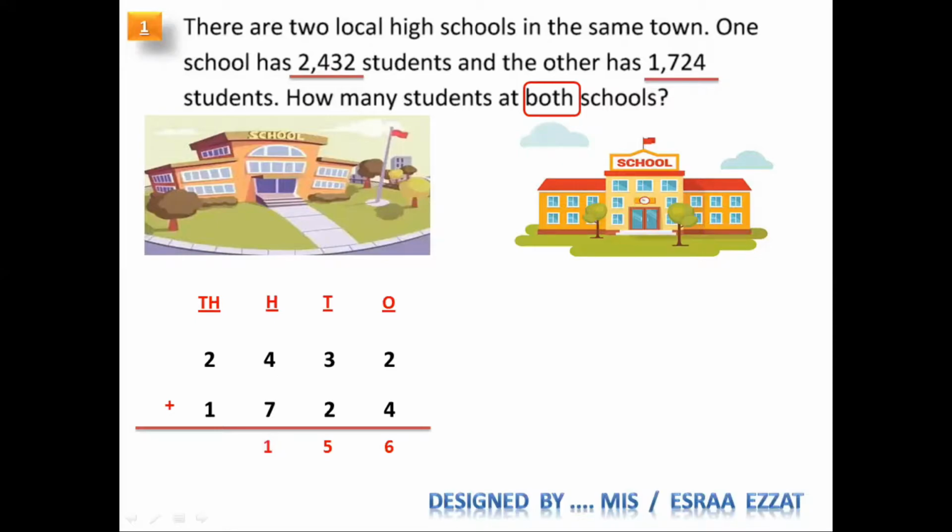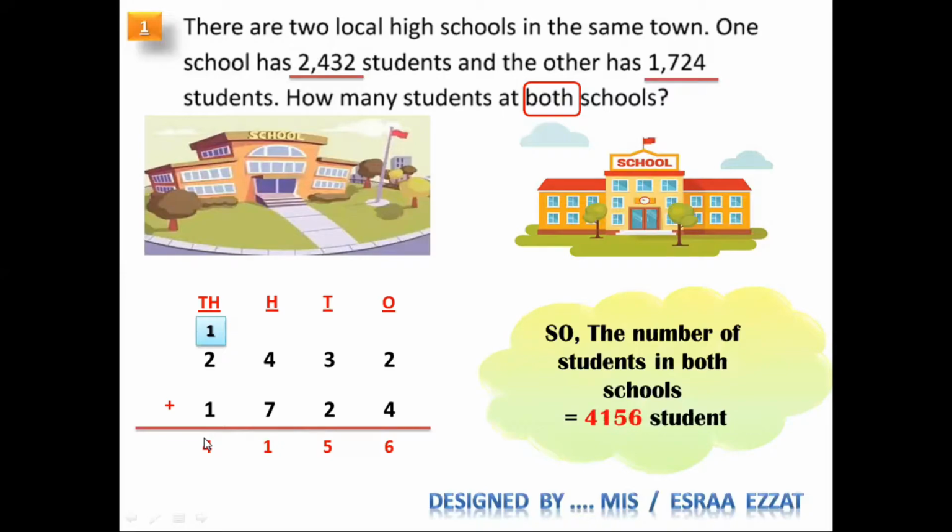But here we will write 1 and carry 1 over to the next place because we can't write more than one digit in each place. So we carry 1 over to, as you can see right here, the next higher place, which is 1,000. And then we move to 1,000 place to get the sum of their digits. 1 plus 2 equals 3. 3 plus 1 equals 4. So here, the number of students in both schools equals 4,156 students.